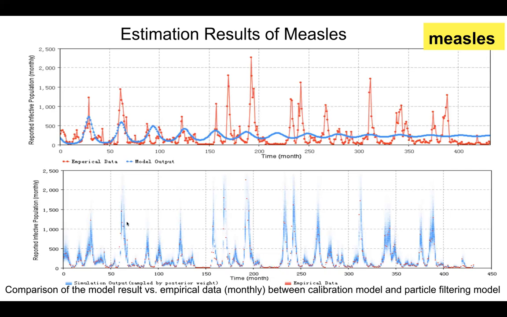I think a simple way to understand this figure is that the particle filtering model considers there is a higher probability that the results are located in a darker blue area, because a darker blue area means there are more particles located there. So in the lower figure, we can see that most of the red dots of the empirical data set are located in the darker blue part of the particle filtering model results, which also means that the particle filtering model can trace and estimate the monthly reported cases quite accurately.